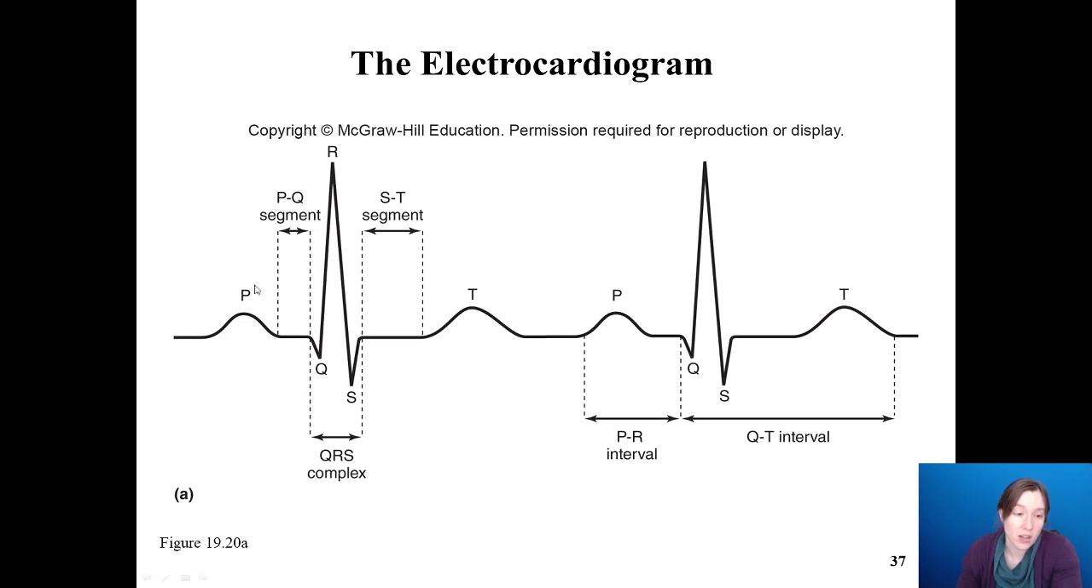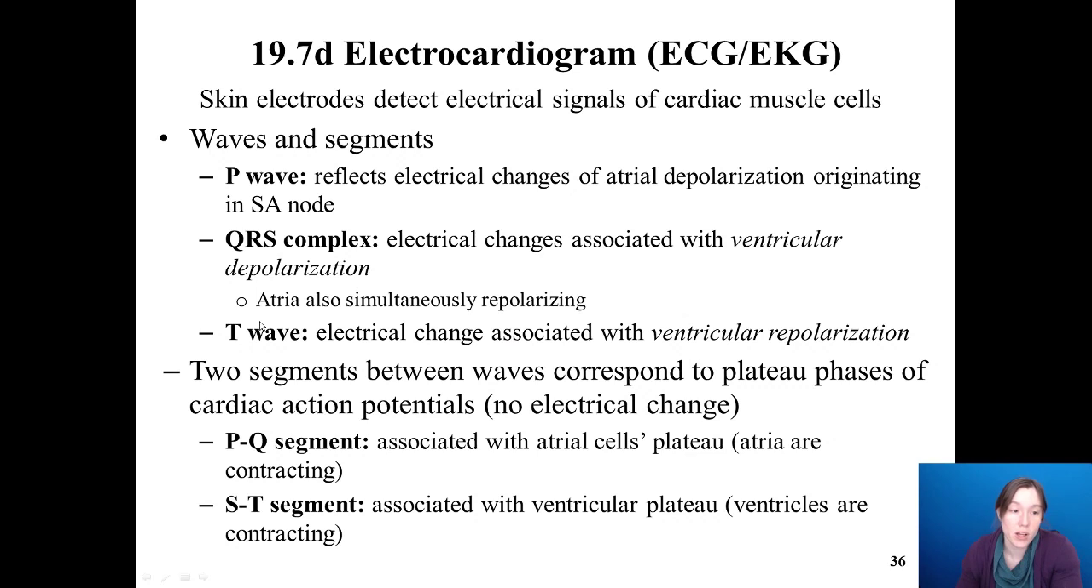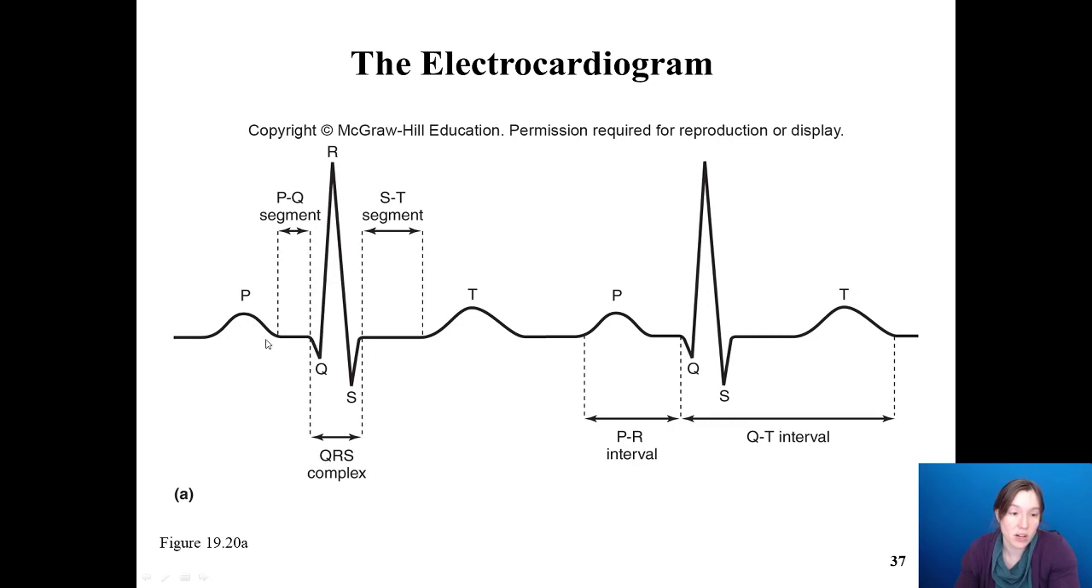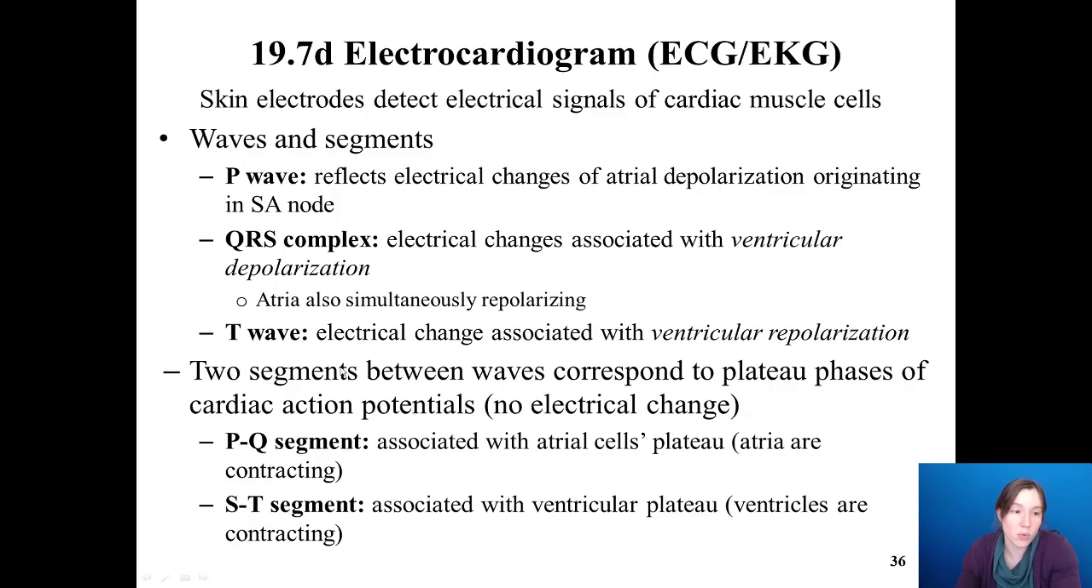And so we have the P wave right here, and that's going to be synonymous with the electrical changes of atrial depolarization, and that originates in the SA node. The PQ segment is going to be associated with when the atria are contracting, or the atrial cells plateau, and we'll talk about the plateau in lecture. And that's going to be this next part here. And then we have the QRS complex. And the QRS complex is going to be important. This has to do with electrical changes associated with the ventricular depolarization.